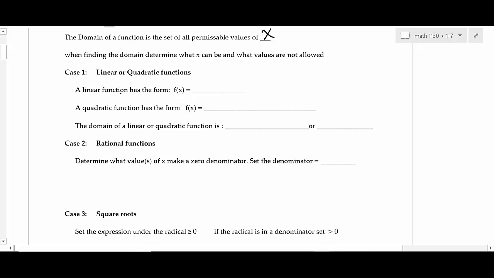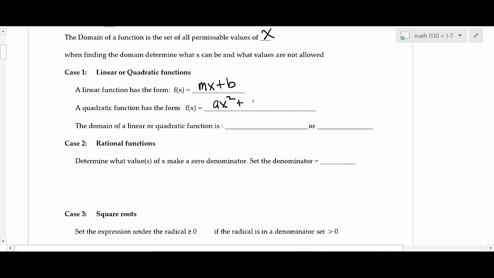Okay, we've learned about a linear function. What is a linear function standard form? f of x equals what? mx plus b. That's the slope-intercept form. A quadratic function, which one is that? ax squared plus bx plus c. That's the trinomial that you're used to factoring.